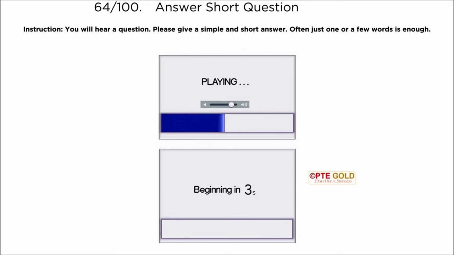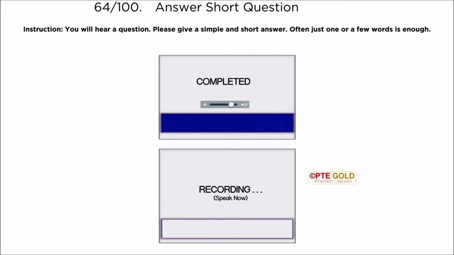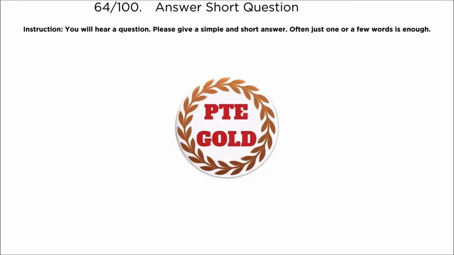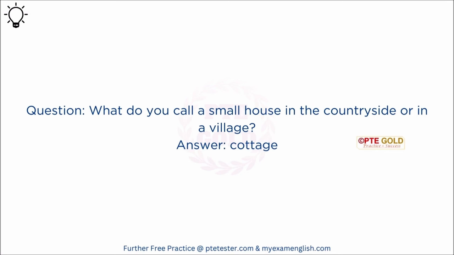What do you call a small house in the countryside or in a village? Cottage.